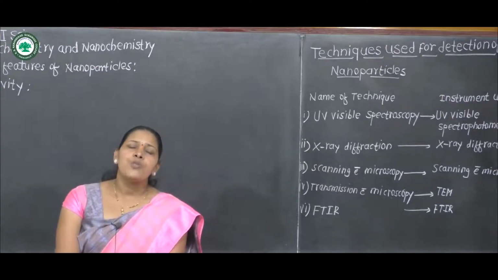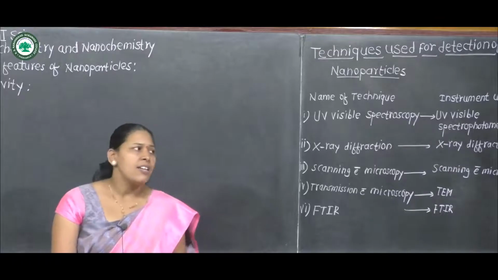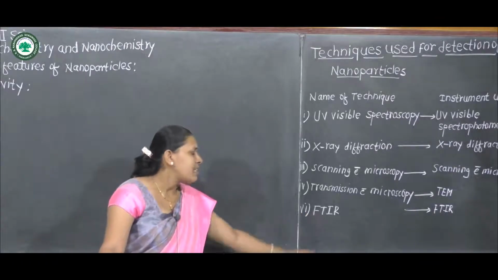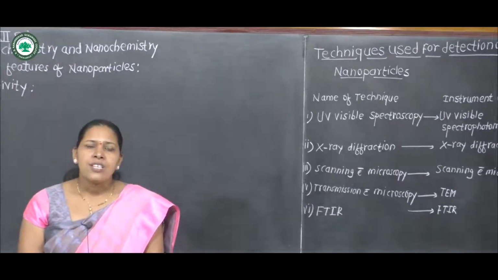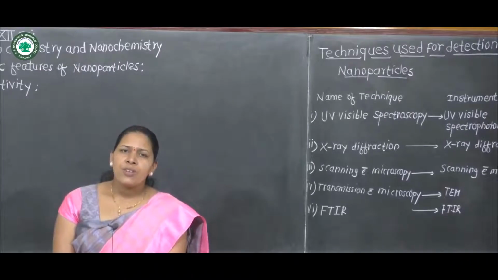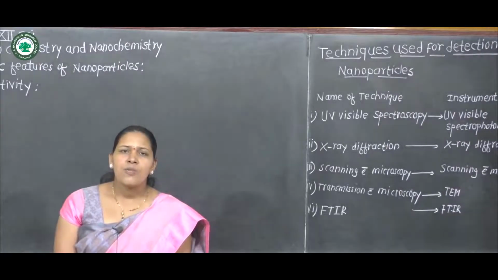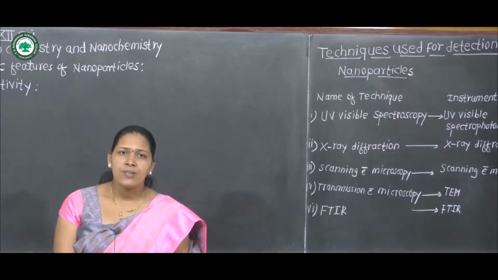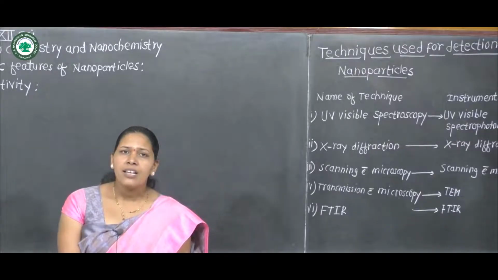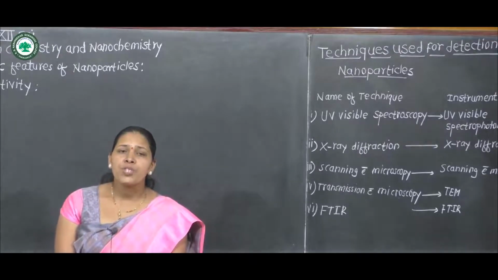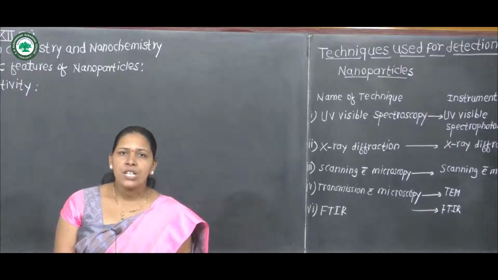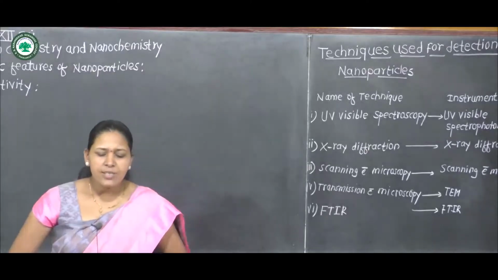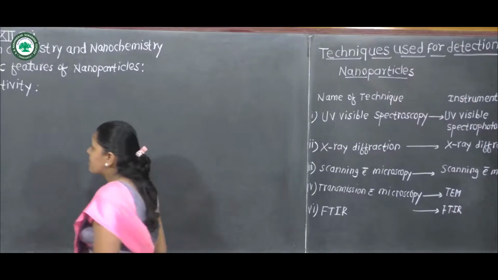The last technique used for detection of nanoparticles is FTIR, that means Fourier transform infrared spectroscopy. The instrument used for this technique is the Fourier transform infrared spectrophotometer. It gives information about absorption of functional groups of nanoparticles and their binding nature. These are the different techniques used for detection of nanoparticles. The next point is the history of nanoparticles.